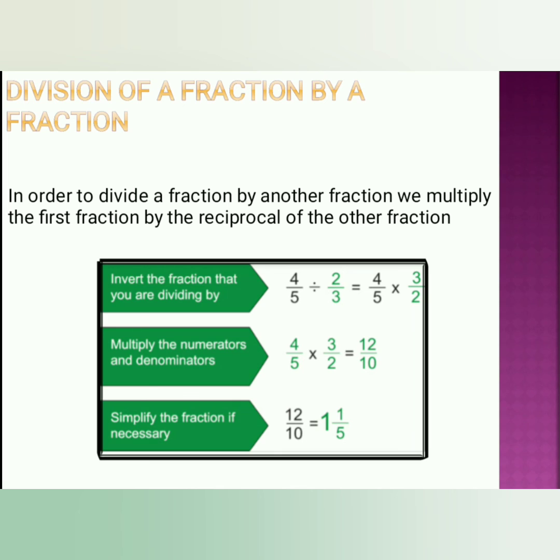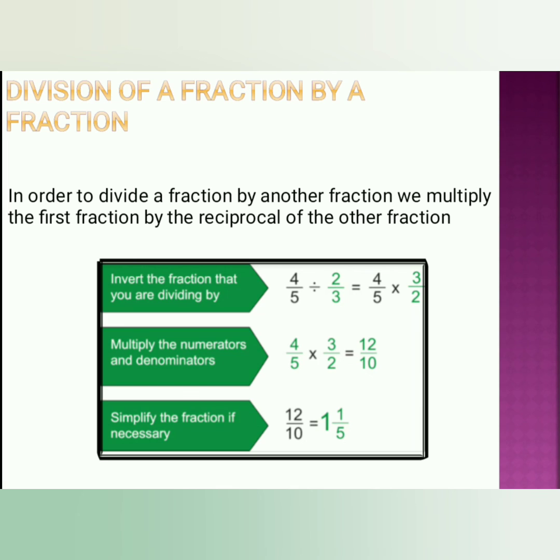Next is division of a fraction by a fraction. In order to divide a fraction by another fraction, we are going to multiply the first fraction by the reciprocal of the other fraction. Let us understand with the help of an example. Here 4 by 5 is divided by 2 by 3. So we are going to take the reciprocal of the next number, that is 2 by 3. So we'll get 4 by 5 multiply 3 by 2.